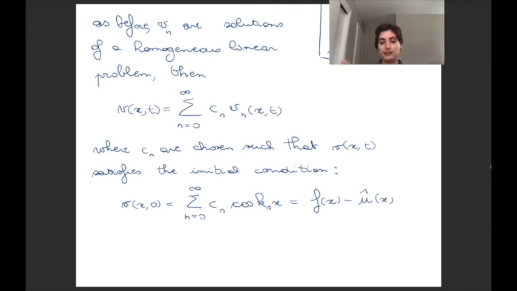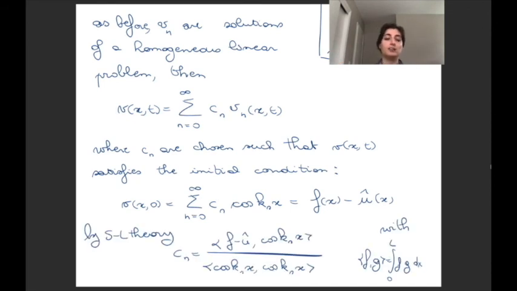So if you want to set this infinite sum equal to f of x minus u hat of x, you can do that by the Sturm-Liouville theory, by imposing Cn being the inner product between f minus u hat and cos kn x divided by the inner product between cos kn x and itself, with the inner product being defined from the Sturm-Liouville problem again as the inner product of f and g being equal to the integral from 0 to L of f times g.